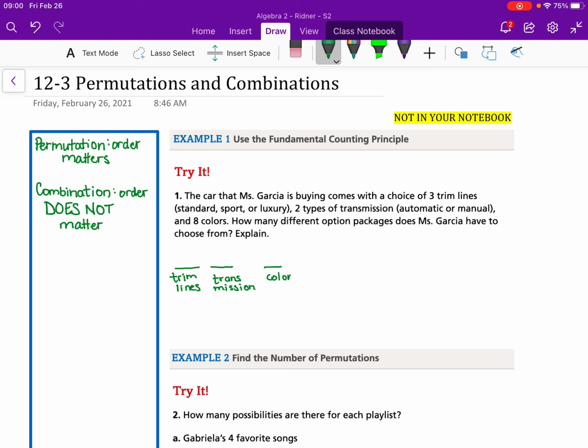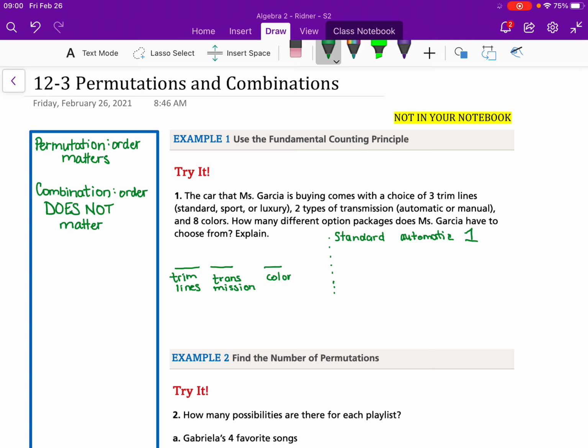We have a car that Miss Garcia is buying, and it comes with the choice of 3 trim lines, 2 types of transmission, and 8 colors. We want to know how many different option packages Miss Garcia has to choose from. If we had all day long, we could list all of them. So she could have a standard, automatic, in color number 1, like yellow. I don't know what the 8 colors are. And I could just keep listing them forever and ever, but that would take a while.